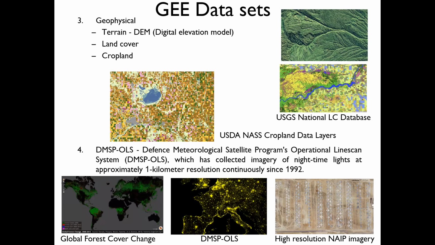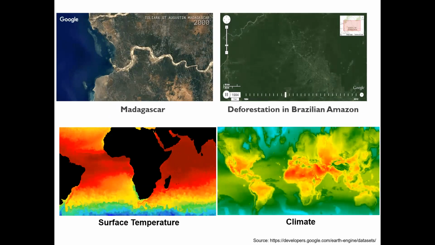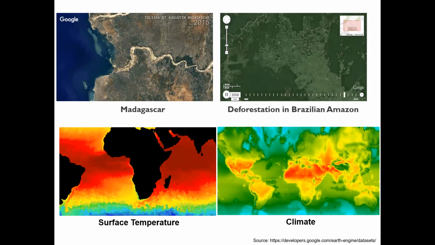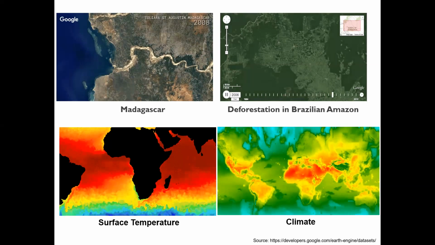DMSP OLS is the nighttime data that people often use for detecting urban settlements. And then there are high resolution data to even map the aeroplanes, as you can see. Okay, there are other interesting studies going on, for example, deforestation, trying to look at the surface temperature change or climate change across the world.